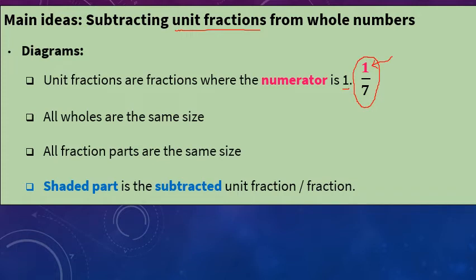When we're drawing our diagrams, all of the wholes need to be the same size. So let's say I've got 3 minus 1/7. I need to make sure these 3 wholes are all the same size, regardless of what diagram I'm using. Then I want to make sure that I split each of these wholes into equal fraction parts. Now, because I'm dealing with sevenths here, I want to split it into 7 equal parts for each of these. And then the shaded part is the subtracted unit fraction, or the subtracted fraction.